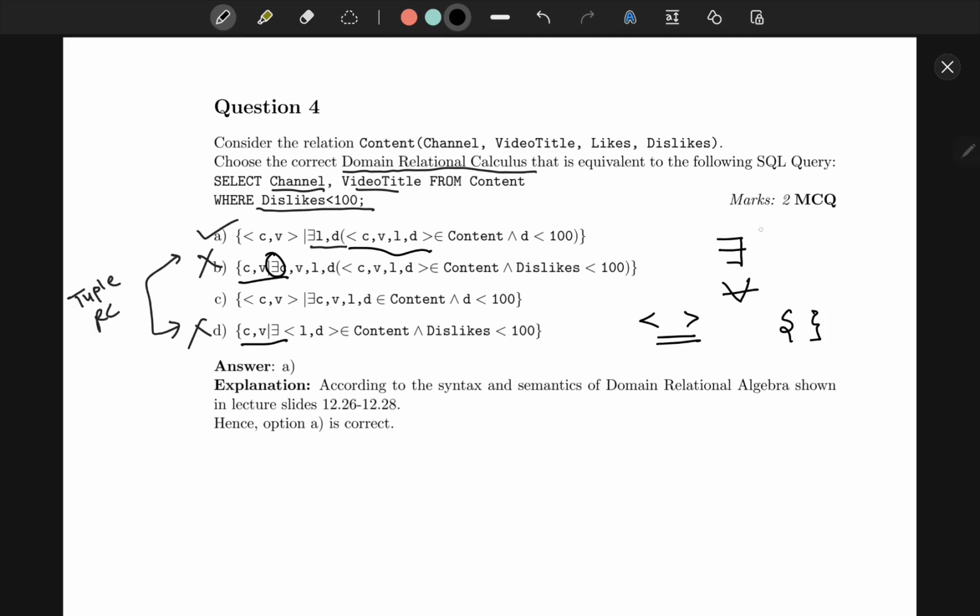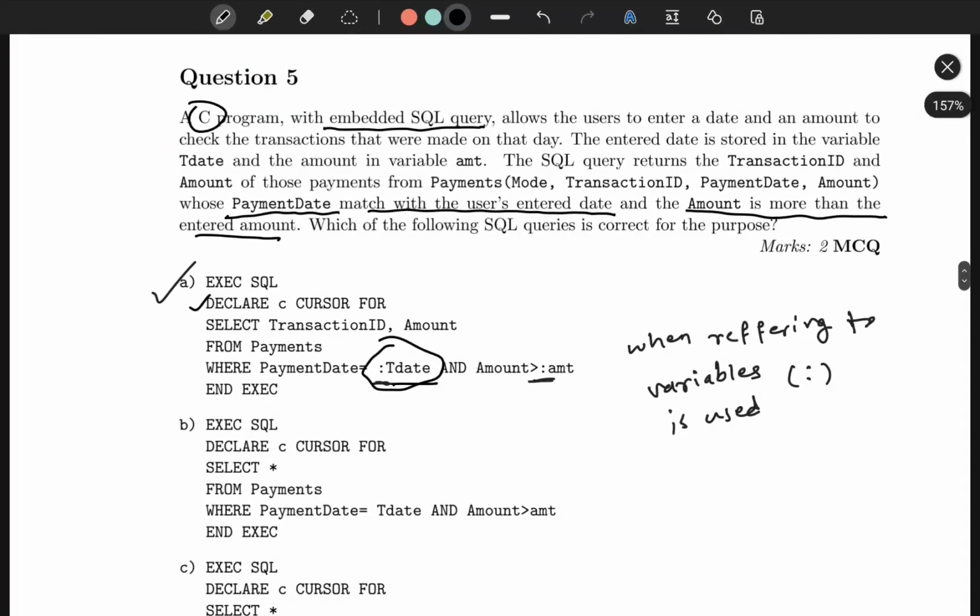There are two types of quantifiers, that is, this is the exists and this is for all, just like mathematics. Now this one, A1, will translate as C comma V, there exists a domain relation C comma V, where L comma D and all of these attributes belong to content, and D, that is dislikes, is less than 100. Out of A and C, A has the correct syntax, that it uses those brackets, hence A is the correct answer.